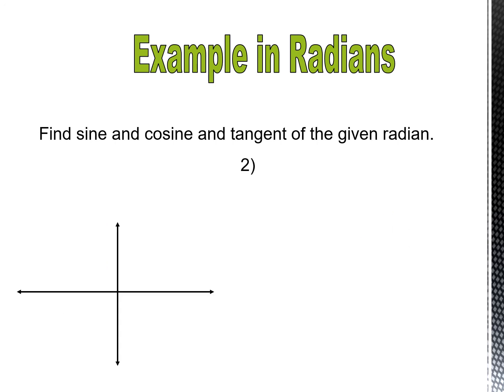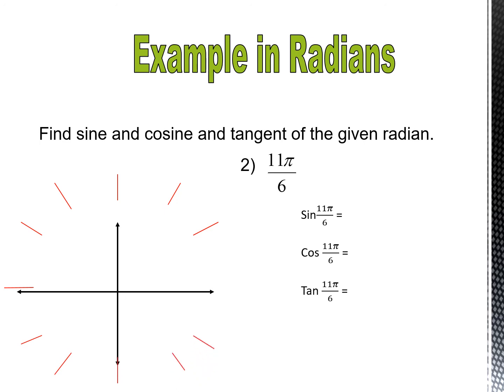Here's our last example for the day. Let's find sine, cosine, and tangent for 11 pi over 6. Now, 11 pi over 6 is not the easiest one to remember on the unit circle, so let's count together. 1 pi over 6, 2 pi over 6, 3 pi over 6, 4 pi over 6, 5 pi over 6, 6 pi over 6, 7 pi over 6, 8 pi over 6, 9 pi over 6, 10 pi over 6, and 11 pi over 6.